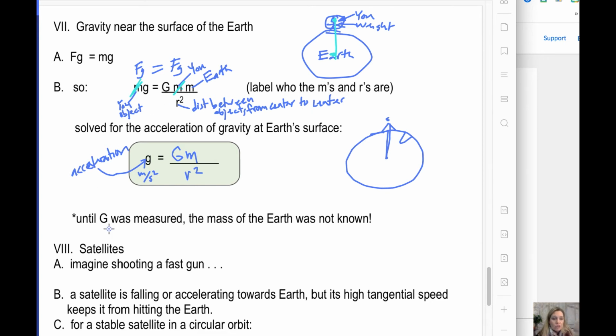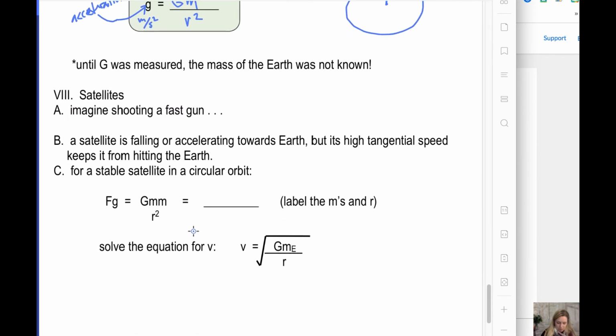Until G was measured, the mass of the Earth wasn't known. I love this stuff because it's empowerment. I've just made you smart in so many NASA-type and astrophysics ways because you can find out anything about all kinds of things. If you are an astronomer and watch something travel around another object, you can figure out the mass of the object that it's going around. Isn't that amazing? It's pretty cool stuff. In fact, that's where we're going to go here.